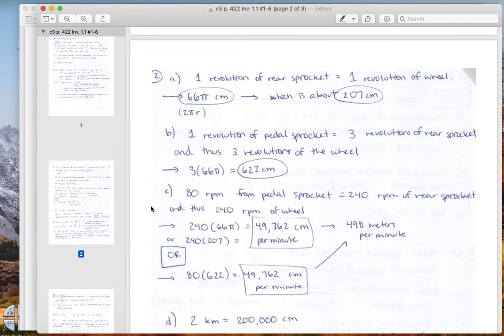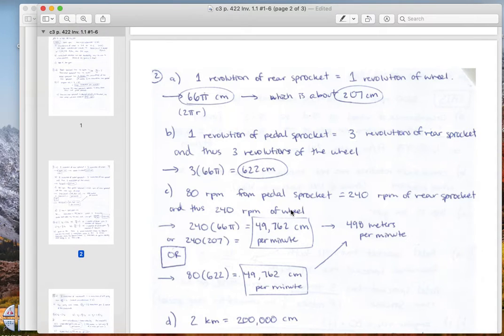So right here in letter C of problem 2, we know that the wheel is going to rotate 240 times per minute. The first step is always to figure out, if I'm trying to calculate linear velocity, I need to know what the angular velocity is. The angular velocity of the wheel is different than the angular velocity of the pedal, but they only tell us the pedal's angular velocity, 80 RPMs. So we have to convert it to the wheel's angular velocity, which is going to be 240 RPMs.